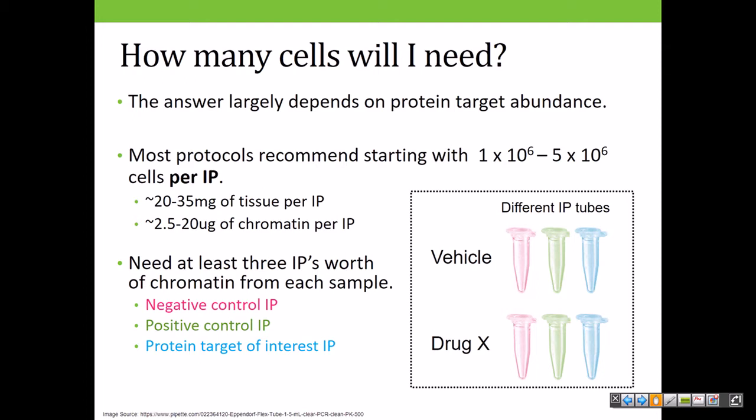Okay? You may or may not have to have a positive control in every experiment. I like to, but you minimally have to have, for every sample, a negative control and your protein of interest IP. So that means that you're going to need not just 1 to 5 million cells, you're going to need to double that per sample. Okay? So this is where you're planning of how many cells do I need. You're going to have to do the math and figure it out.